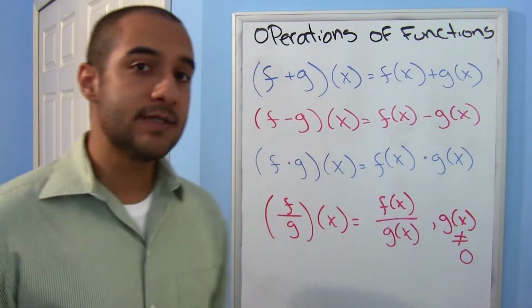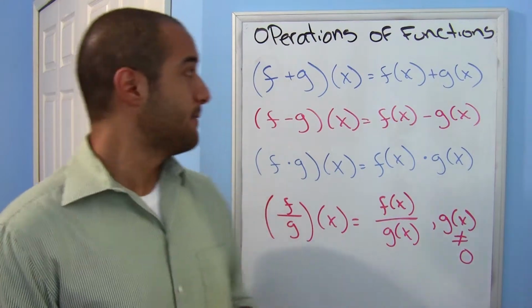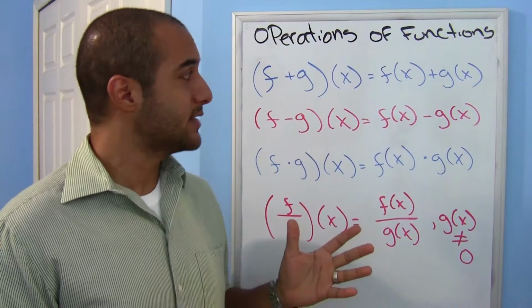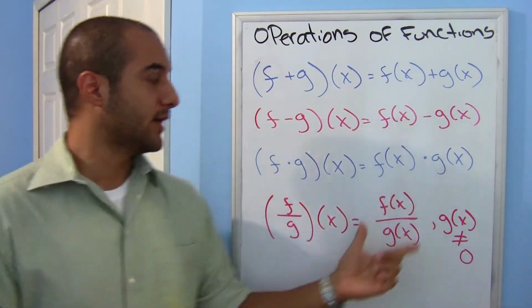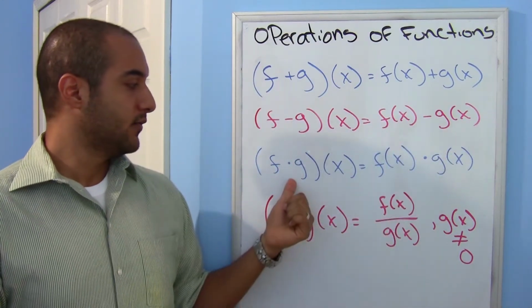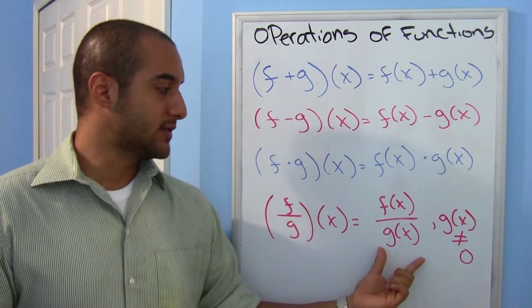Alright, so as you can see here, they can ask you two different ways to do your operation. They can say f plus g of x. Well, that's actually the same as f of x plus g of x. Okay, and likewise for the difference, they can ask you separately. For the product, ask you separately, and for the quotient, they can ask you separately.